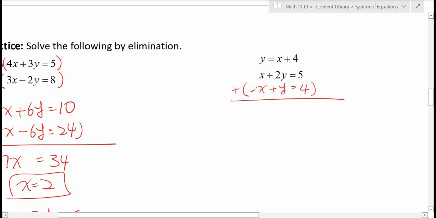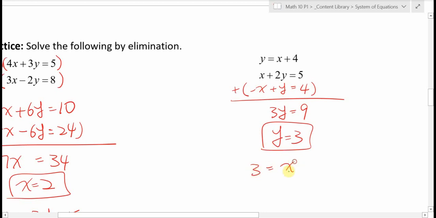So then we get rid of the x, because x plus negative x is 0x. So then we have 2y plus y is 3y, 5 plus 4 is 9, and divide both sides by 3, you get y equals 3. Now we can solve for x. You can use either equation. I think it might be easier to use the first one.